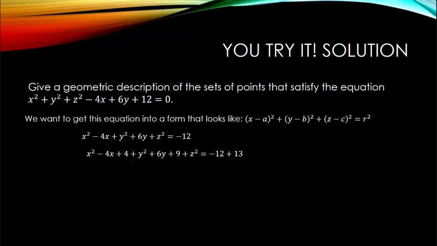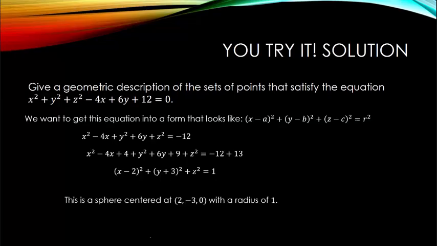I complete the square on the x terms and the y terms. x squared minus 4x plus 4 plus y squared plus 6y plus 9 plus z squared is equal to -12 plus 13. This can be rewritten as (x minus 2) squared plus (y plus 3) squared plus z squared is equal to 1. This is a sphere centered at the point (2, -3, 0) with a radius of 1.